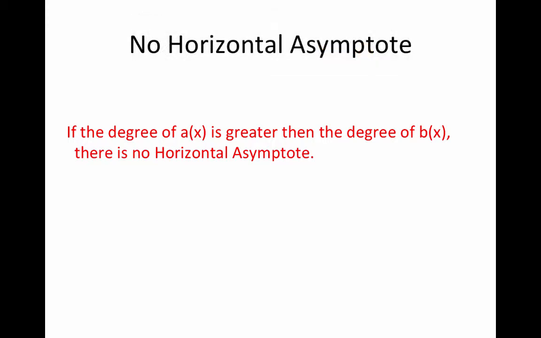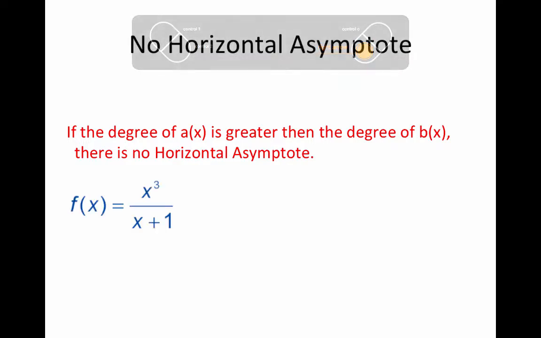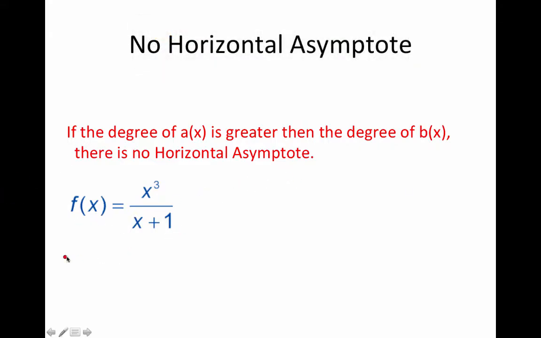No horizontal asymptote. If the degree of A of x is greater than the degree of B of x, there is no horizontal asymptote. So this one, questions that you're going to get in the homework. Identify the vertical asymptotes. The vertical asymptote is when the denominator is equal to 0, and in this case it would be x equals negative 1.